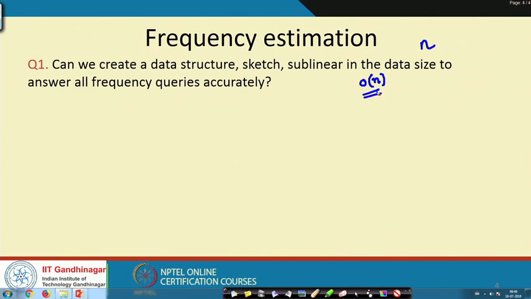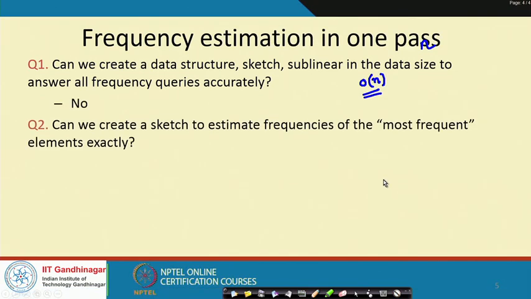Unfortunately not. It is not hard to say, again using information theoretic arguments, that you cannot hope to design something that is small o of n in space and that answers all the frequency queries exactly. So, that is gone. Let us come to the next question.